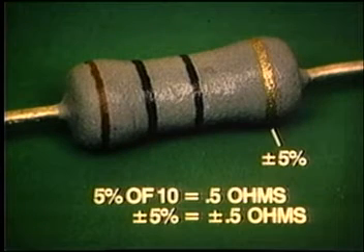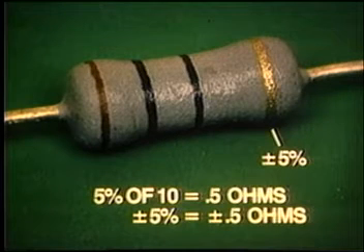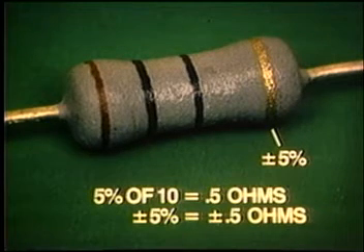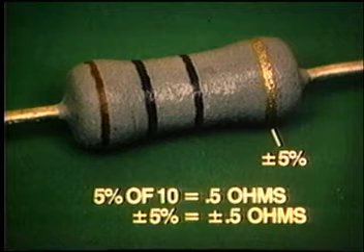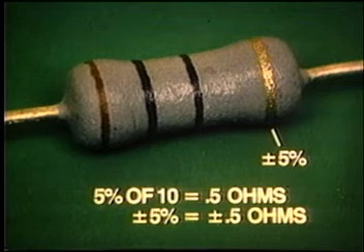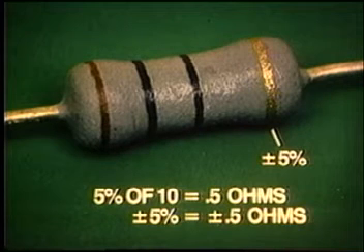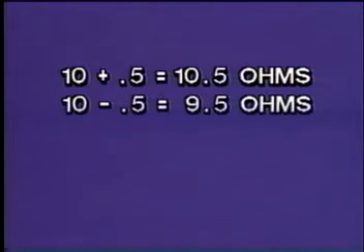The fourth band is for tolerance, which is the allowable deviation from the specified rated value. This gold band indicates that the resistor has a tolerance of plus or minus 5%. 5% of 10 equals 0.5 ohms. Therefore, plus or minus 5% equals plus or minus 0.5 ohms. Adding 0.5 to 10 equals 10.5 ohms, and subtracting 0.5 from 10 equals 9.5 ohms.